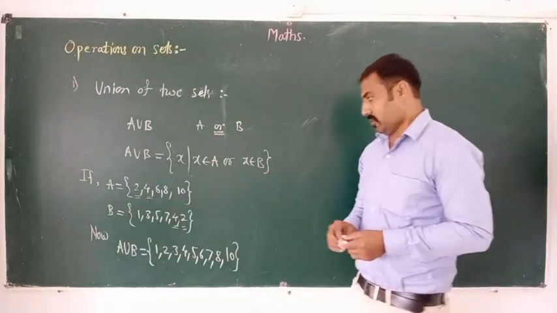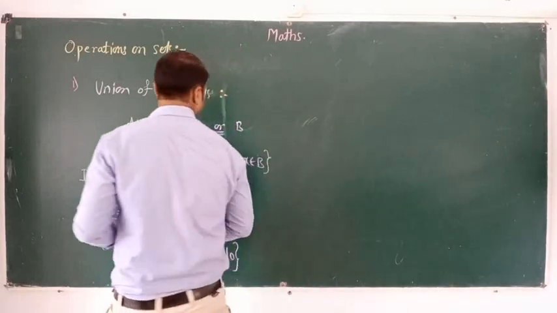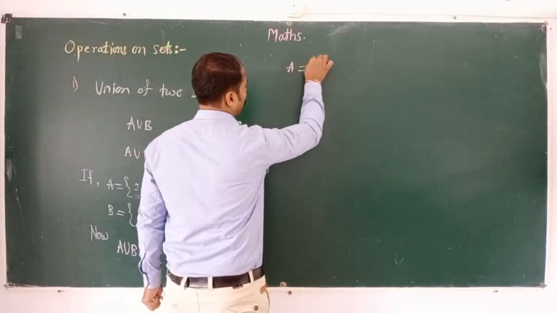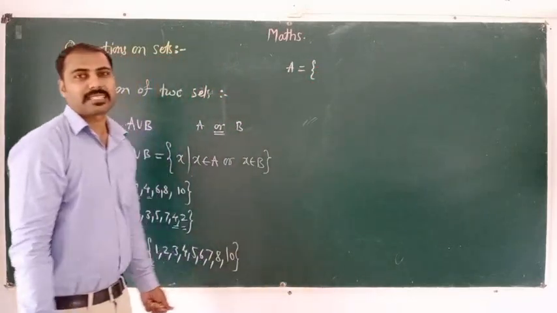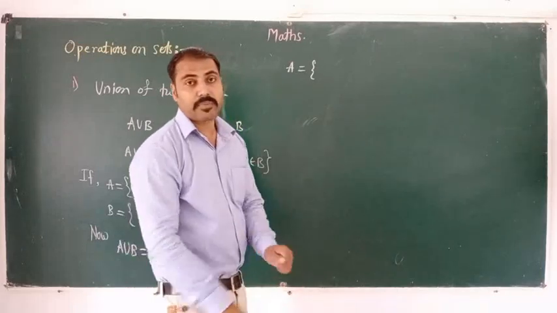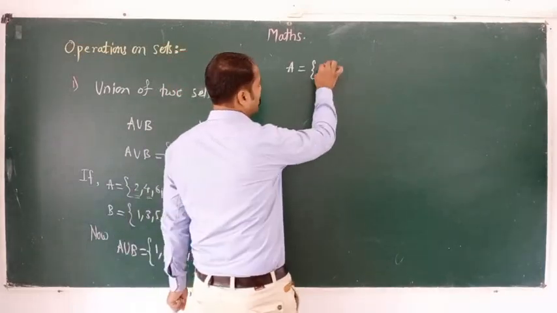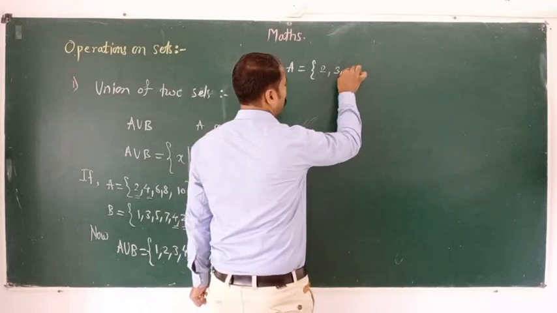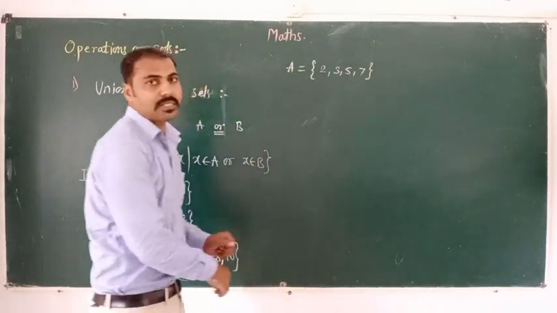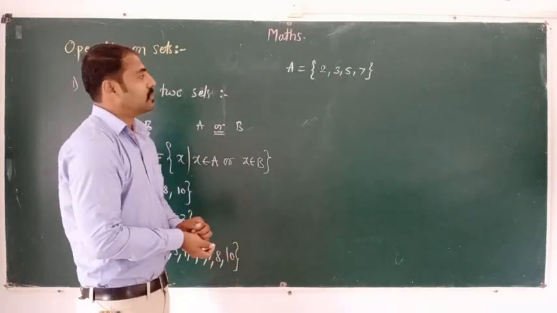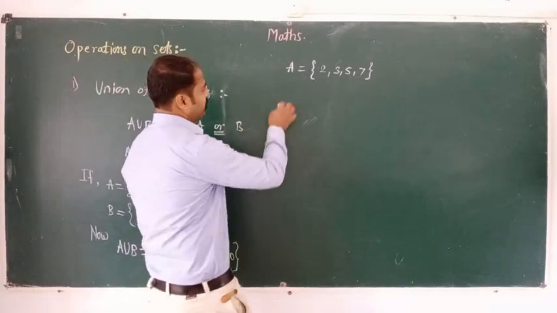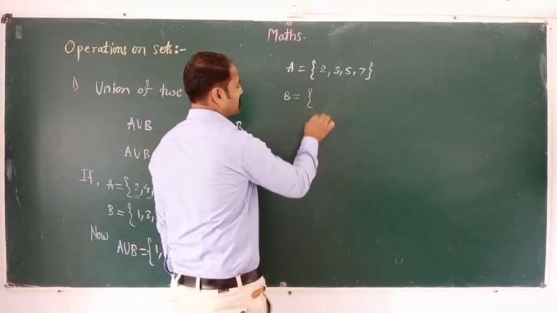Now take another example. If A is the set of prime numbers less than 10, tell me the prime numbers less than 10. 2, 3, 5, 7. Okay, prime numbers less than 10: 2, 3, 5, 7. Now take B. B is a set.